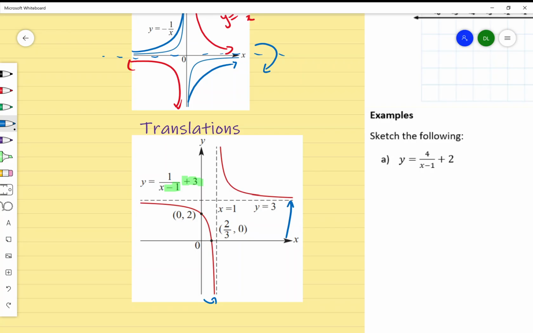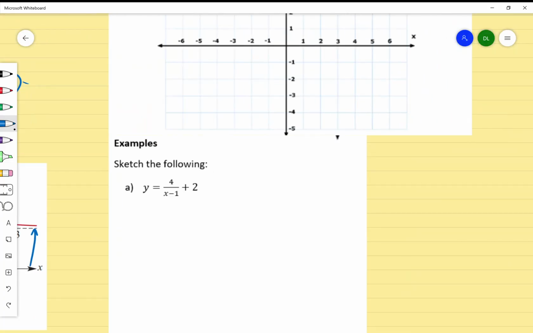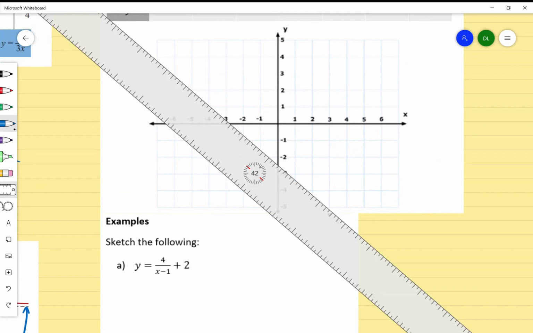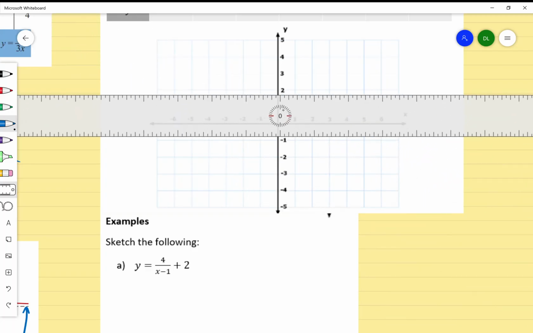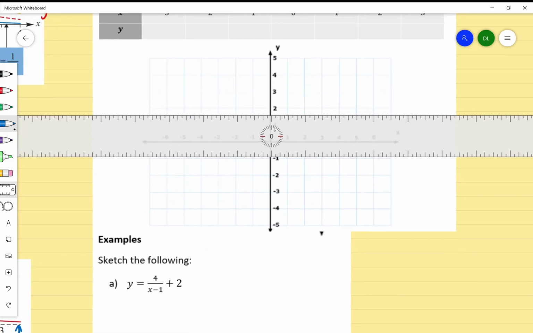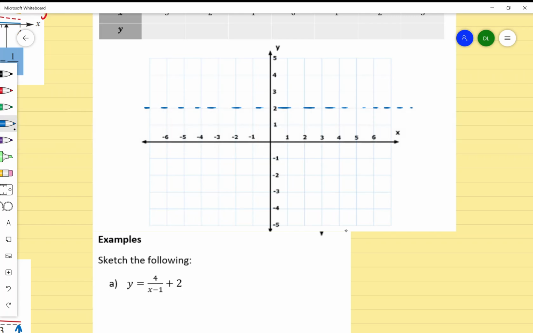Let's put this into practice with an equation over here. It says sketch the following, where we've got y equals 4 over x minus 1, plus 2. Right off the bat, I know that my asymptote is going to be at y equals +2. I know that because of the extra +2 at the end. So my asymptote is going to be about there. I'm going to draw a dotted line to symbolize that asymptote, and I'm going to label that as y equals 2.